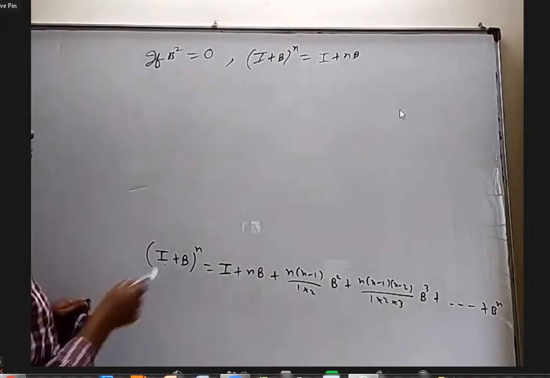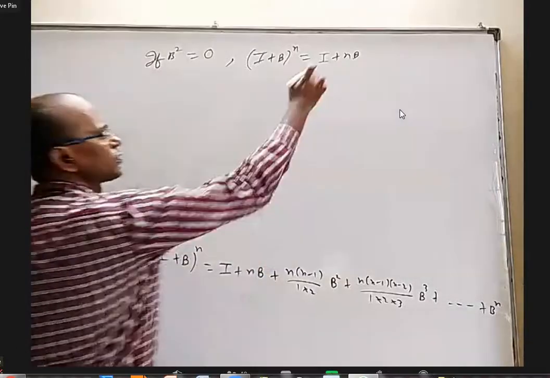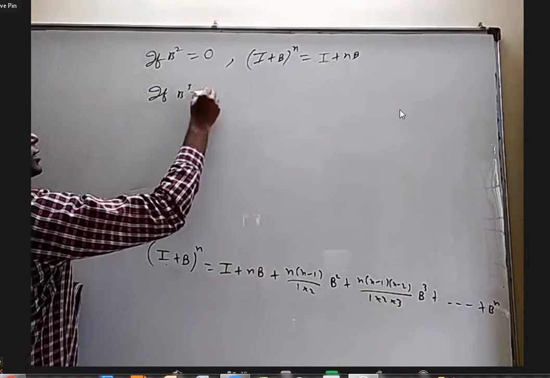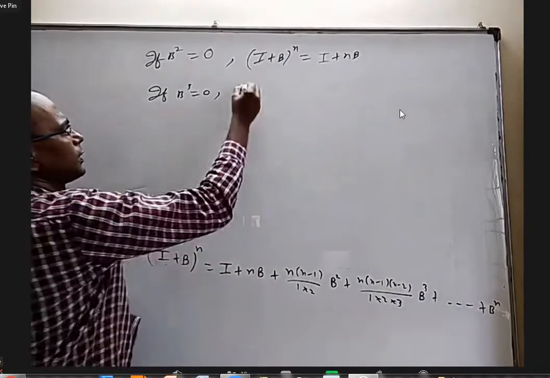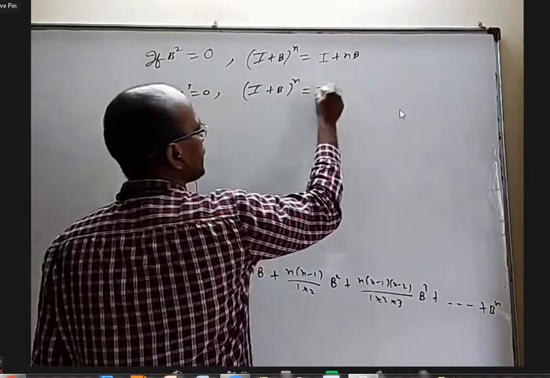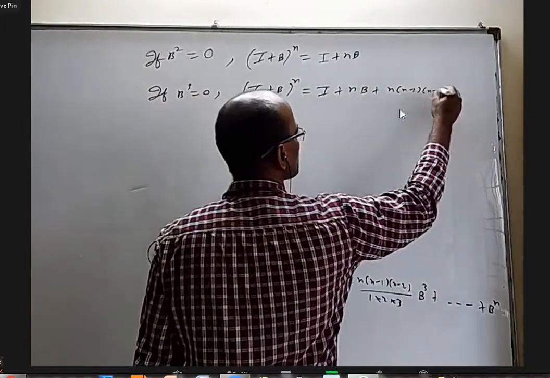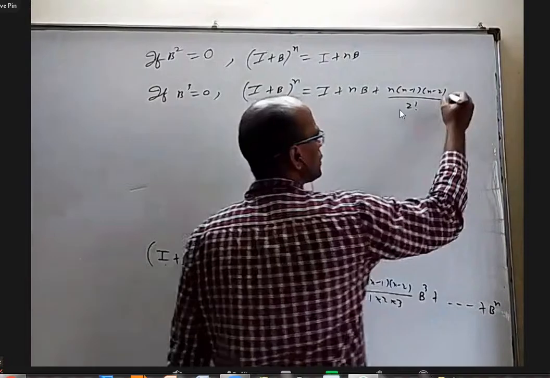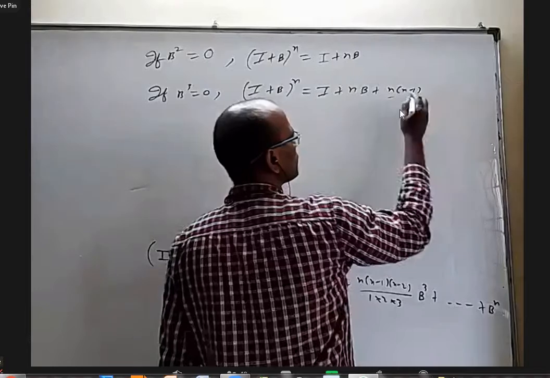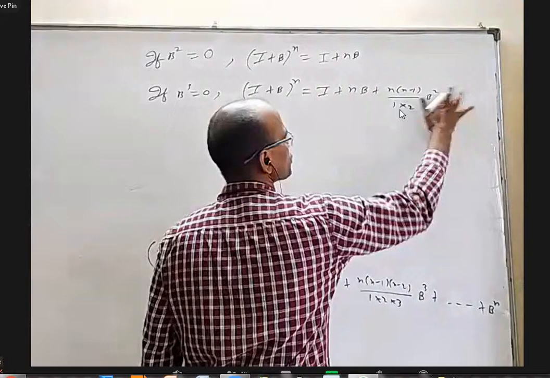Okay, that's good. So if B square is null matrix, B cube, everything will be null matrix. I will be left with only this, which is I plus NB. Okay. Let us say B cube is null matrix, but not B square or not B. Then you will get I plus B whole power n as I plus NB plus n into n minus 1 by 1 into 2 into B square. Rest all null matrices. I don't have to write. I have to stop it here.